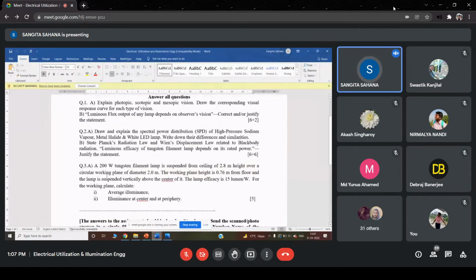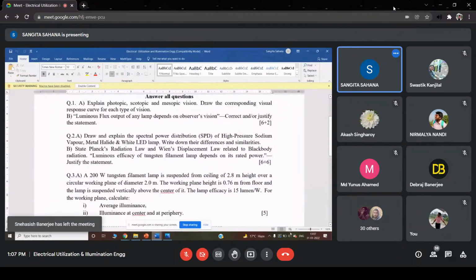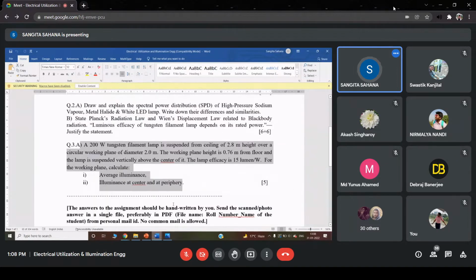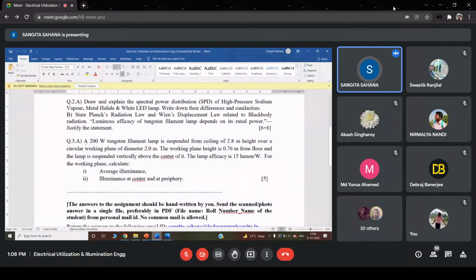I want to show you a few examples which are covered in the previous discussion. These come in your exam. If you see this question: a 200 watt filament lamp is suspended from the ceiling. This is the mounting height, this is the working plane diameter. Then you have to find the average illuminance and the illuminance at the center and at the periphery. Normally I do these in class, but it's not possible to compute this in the online class. I hope you will practice this at home, or if you have any question, you can ask me. You can take a picture of this.